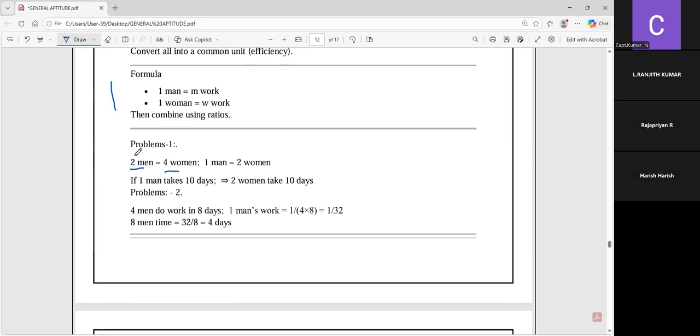So I'm going to start. I'm going to cancel this: 1 man doing the work in 10 days. 1 man is equal to 2. So 1 man doing 10 days, 2 men. So this is the answer.